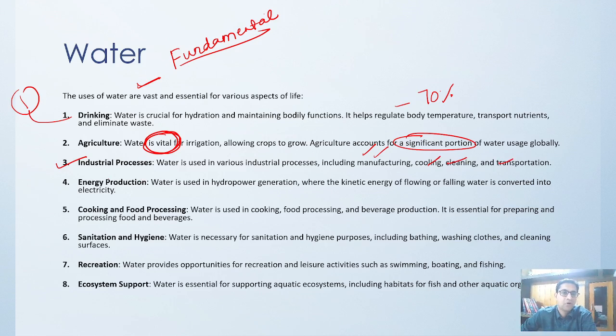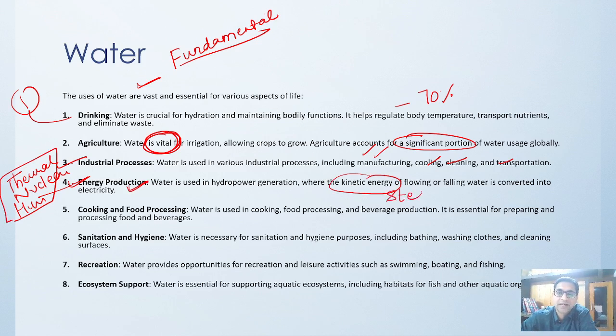Water is needed for energy production, very important. Wherever you go, thermal power, nuclear power, right? Hydropower, everywhere water is needed to convert into steam. The kinetic energy of the steam is utilized for running the turbines.